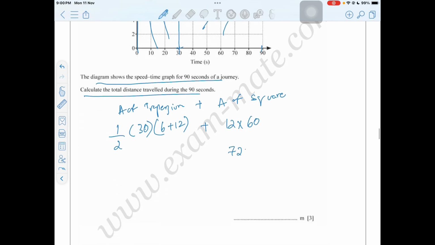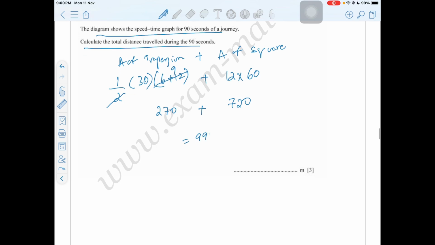So this is 720. 12 multiplied by 6 is 72, and then adding the 0 would be an easier task. So this would be 2, and this is 18, and this would be cancelled out to get 18 divided by 2 is 9. 30 multiplied by 9 is 270. This would be added, so this would be 990, I guess, right? So this is our final answer.